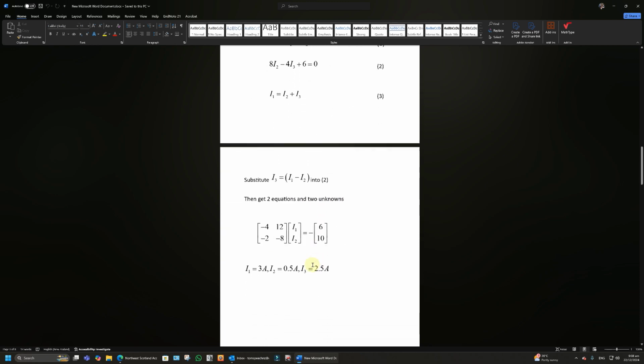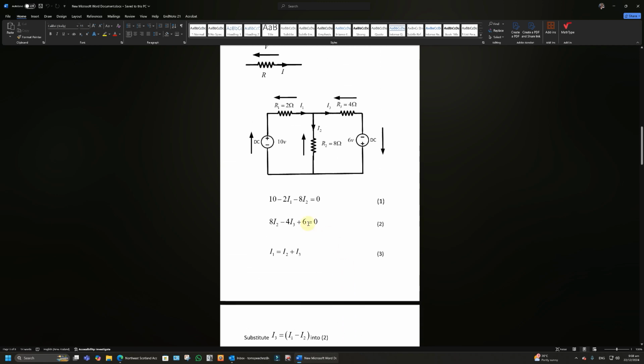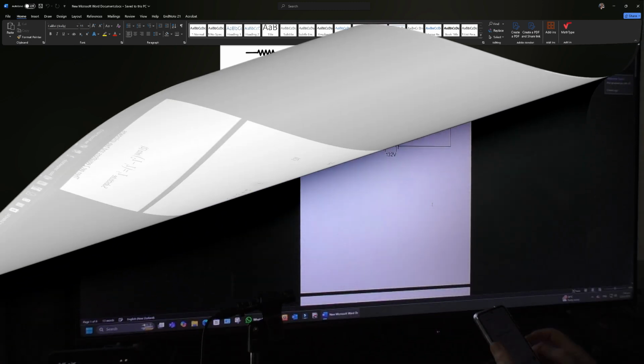That's the current. So I'm going to ask the AI to remember these currents. I1 is 3 amps, I2 is half an amp, I3 is 2.5 amps. Let's see what the AI comes up with and if it can duplicate any of these equations.